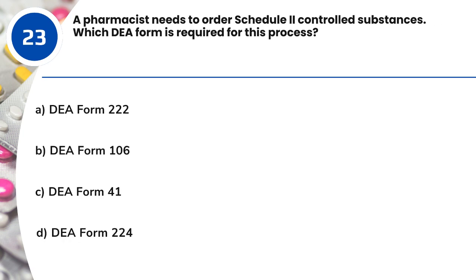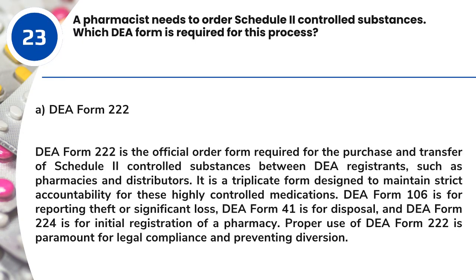Question 23. A pharmacist needs to order Schedule II controlled substances. Which DEA form is required for this process? A. DEA Form 222. B. DEA Form 106. C. DEA Form 41. D. DEA Form 224. Answer A.